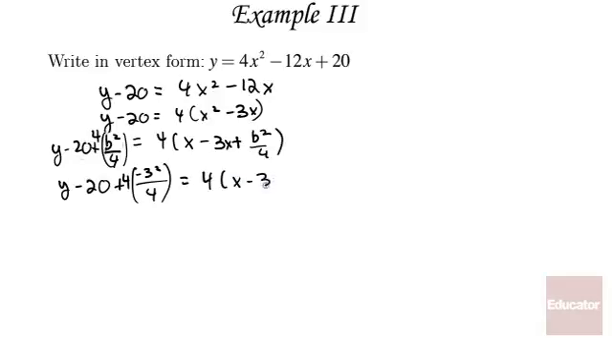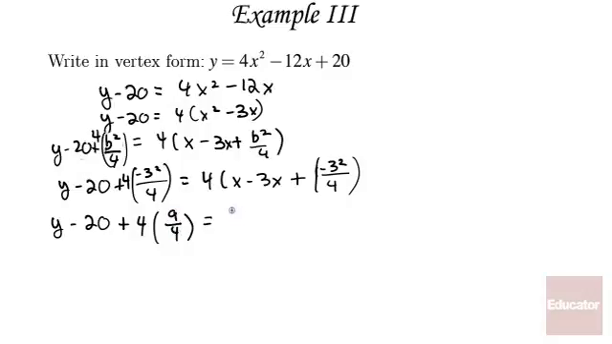Okay, x squared minus 3x plus -3 squared over 4. Now, I already have 4 times b squared over 4 here, so I needed to balance it by having that on the left side as well. So this is going to give me y minus 20 plus 4 times 9 over 4 equals 4 times x squared minus 3x plus 9 over 4.